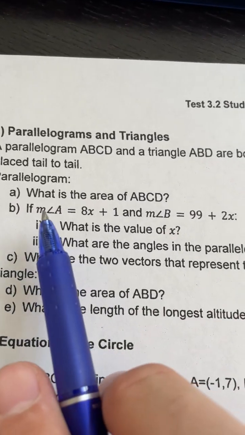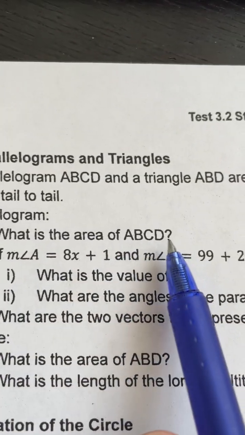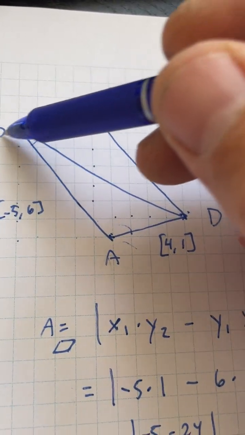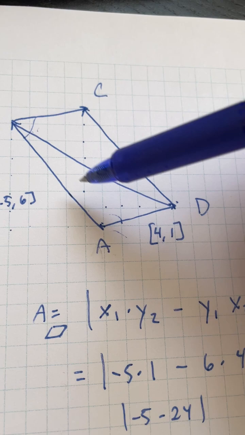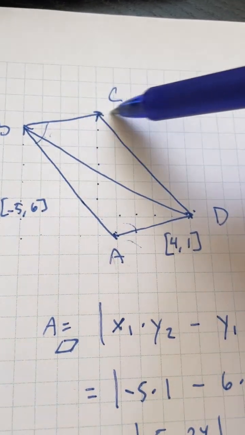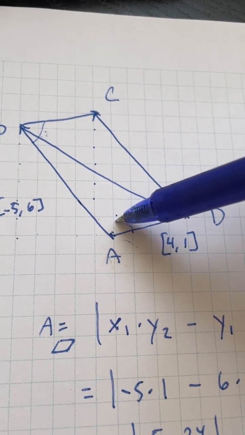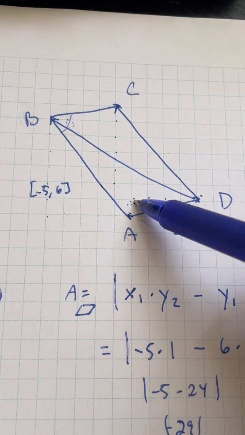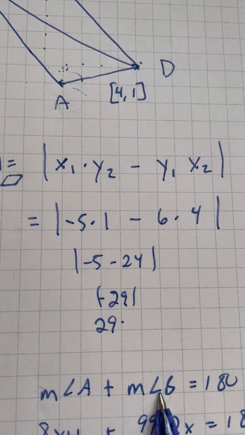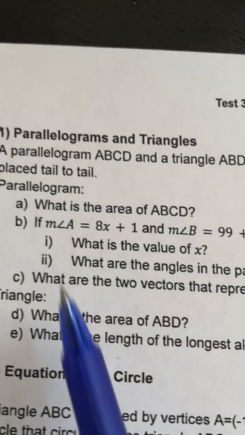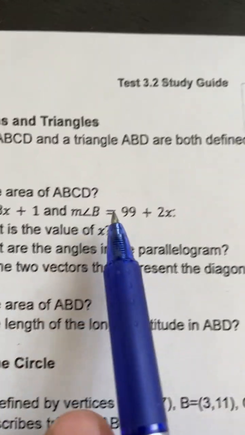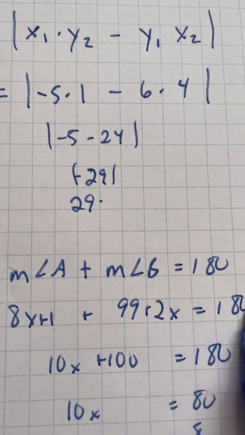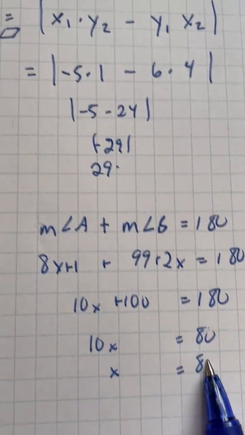The next question is about the angles, angle A and angle B, which are these two angles. Because these are parallel, that means that these two angles have to be not equal, but supplementary, which means angle A plus angle B adds up to 180 degrees. They gave us expressions for angle A and angle B. So I'll replace A with the expression plus the expression equals 180. Solve for x, x equals 8.